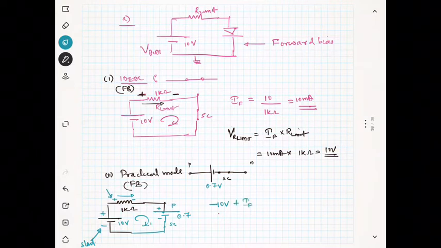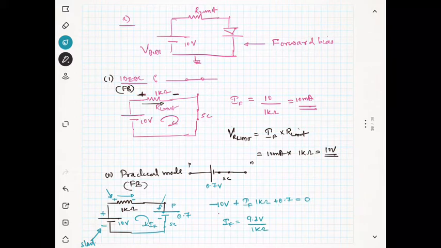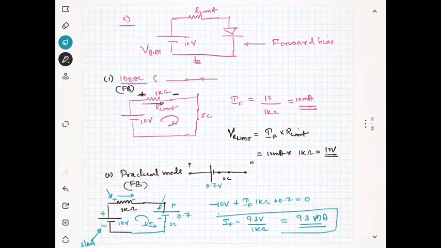I don't know what the current is. I will say it is IF into 1 kilo ohm, right? Then again you see here it's plus, so plus 0.7 is equal to 0. Okay, so you can see IF is nothing but 9.3 volt divided by 1 kilo. If you solve this equation, you will get 9.3 milliampere. So that will be the IF. So you got the equation for IF.